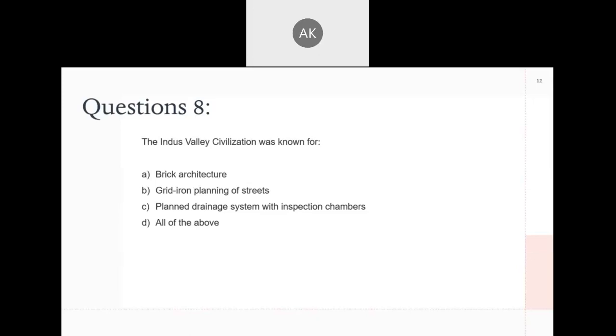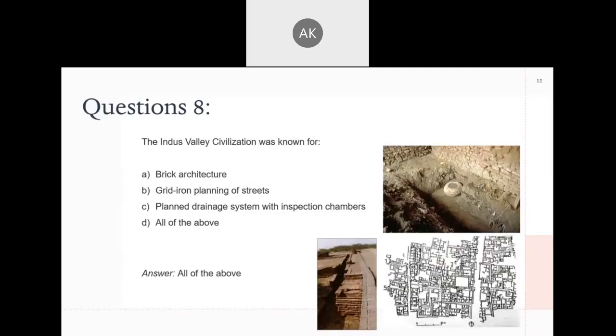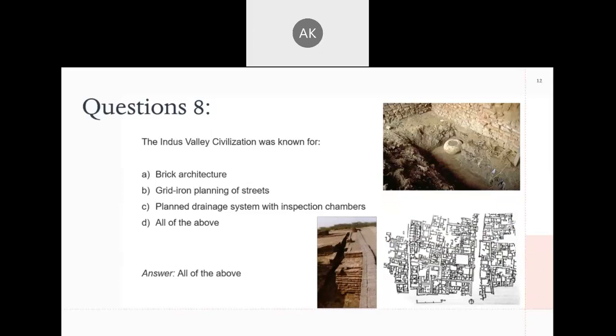So we can infer that option D will be correct, as all the three characteristics are the characteristics for which the Indus civilization is known. So the answer will be option number D, all of the above. There are a few pictures depicting this. The topmost picture depicts the brick architecture, meaning the walls are built with bricks. Now this picture is showing the proper drainage pattern. This is showing the street layouts, which follow the gridiron pattern.